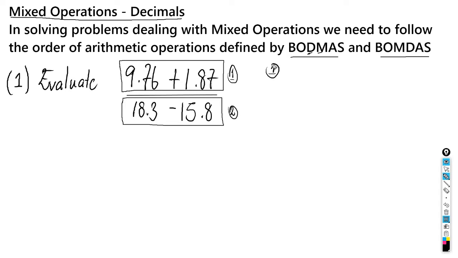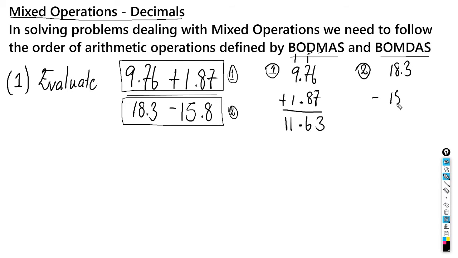So 1 here would represent 9.76 plus 1.87. All right, cool. So let's add these. 7 and 6 gives us 13. 8 and 7 gives us 15, plus 1 gives us 16. So we get 16 here. And remember to line up the points when you're adding or subtracting, guys. Then 9 plus 1 plus 1 gives us 11. So this is 11.63.